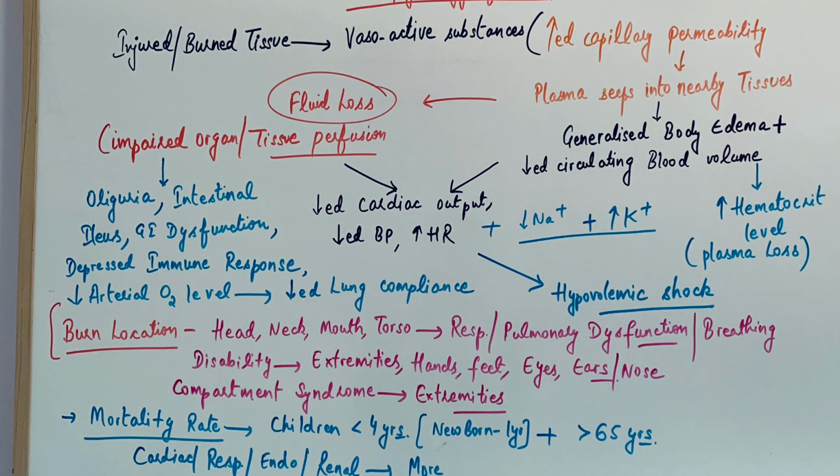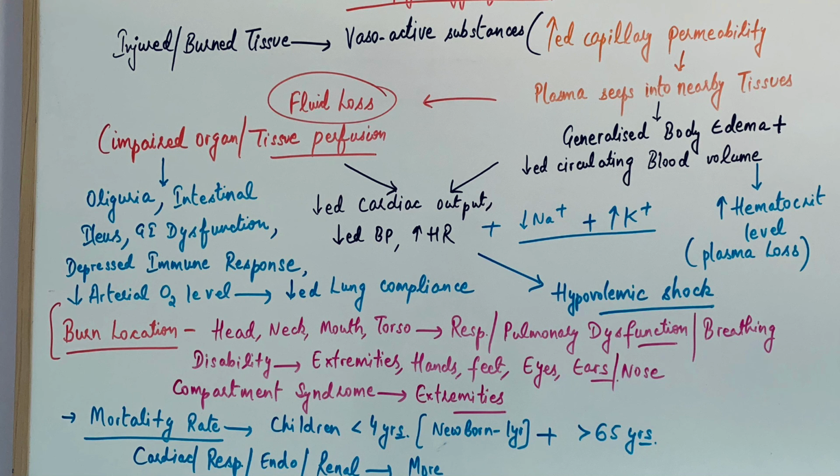Okay, because we need to breathe through the mouth, the neck, the nose, these are the major organs. If these are damaged, it can lead to breathing difficulty, and if breathing difficulty happens, it can lead to respiratory or pulmonary dysfunction. So we have to look at the location of the burns also.